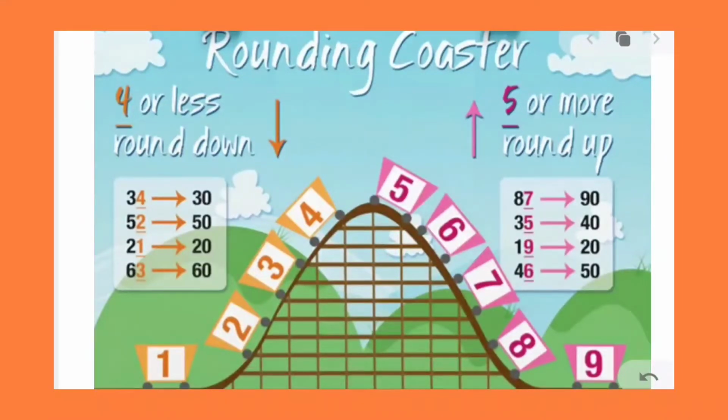Children, see the picture. Some numbers are here. First one, 1, 2, 3, 4. These numbers are one group, the first group. See the next side, 5, 6, 7, 8 and 9. This is the second group. Any number ending with 1 to 4 in the ones place is in the first group, and we keep the tens digit and add 0 to get the estimation number.